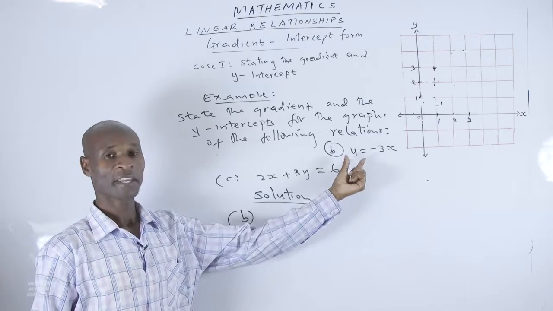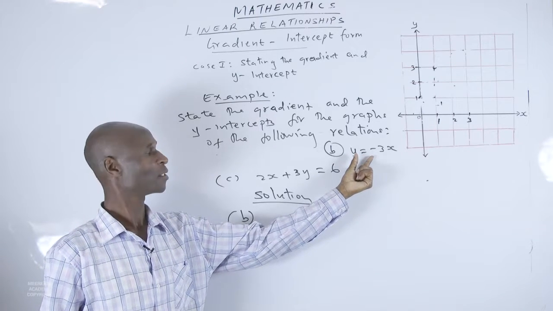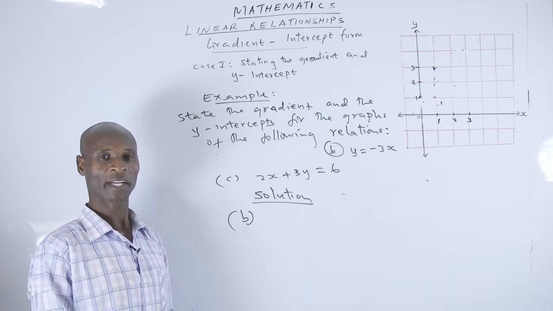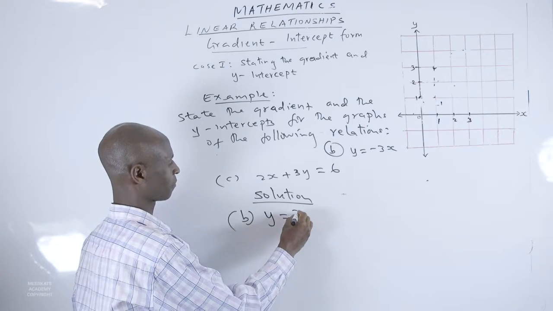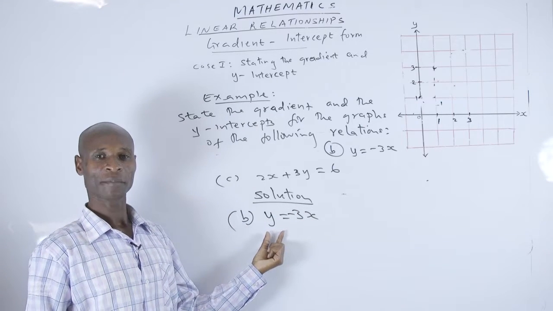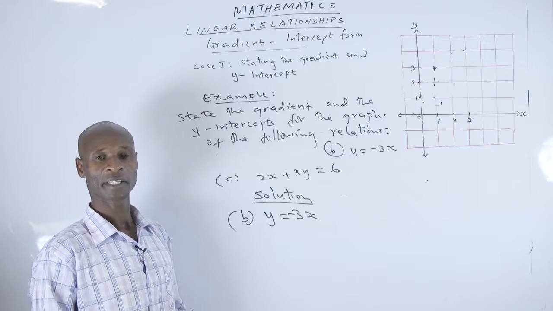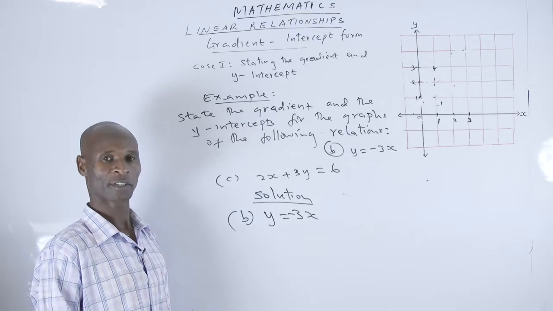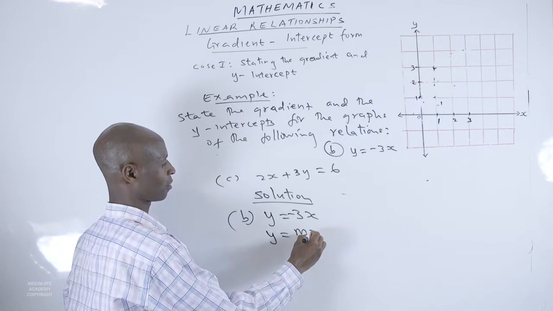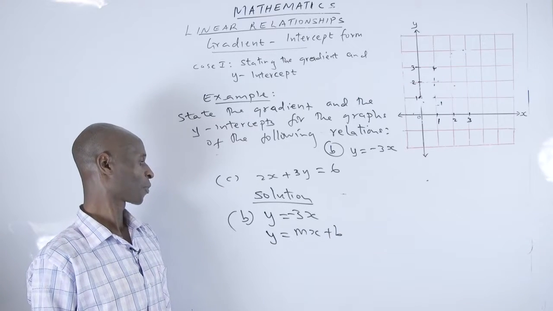Now, let us look at the next equation. What is the gradient and what is the y-intercept for part B when the equation is y is equal to negative 3x? Now, the first step is to write down the general gradient-intercept form of the equation of a straight line, which is written as y is equal to mx plus b.